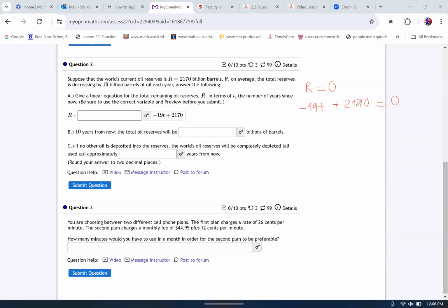So I would subtract the 2,170 to the right-hand side, and then divide both sides by negative 19. So I'm going to get a decimal answer, I'm pretty sure, because this 19 doesn't go evenly into 2,170. So let me do that calculation. I get roughly 114.20. Let's see how many decimal places. They want 2 decimal places, so 114.21.